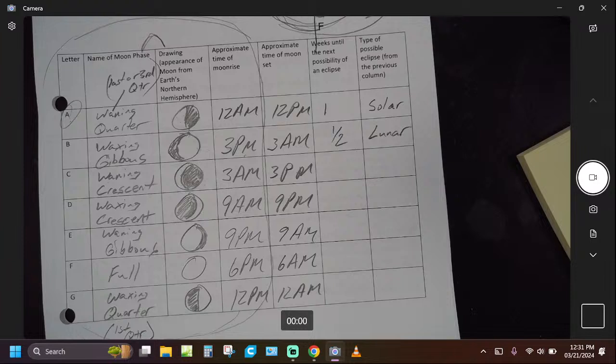So how many weeks is it all the way around? It's 4.